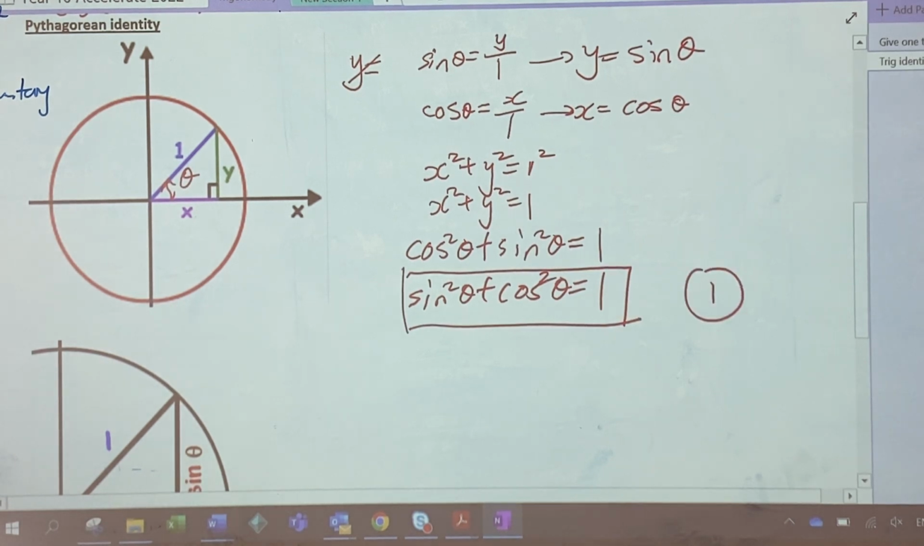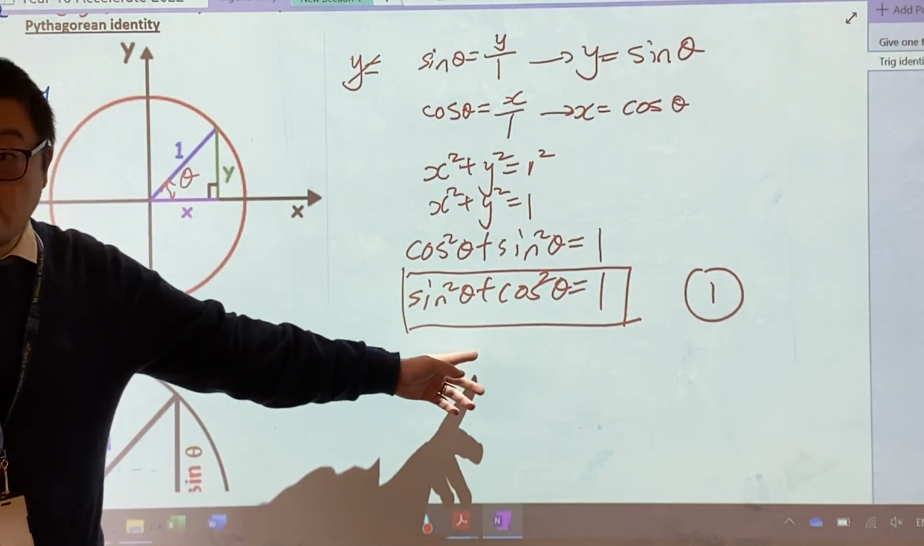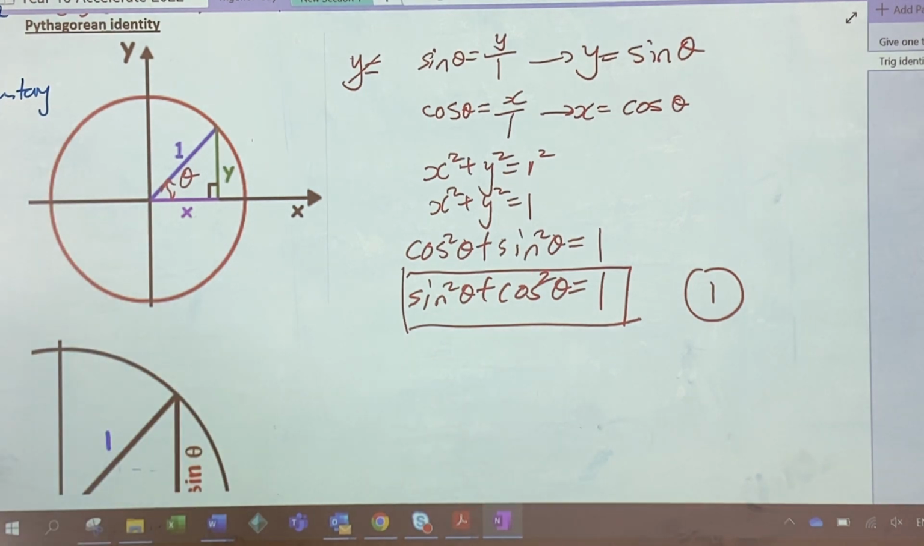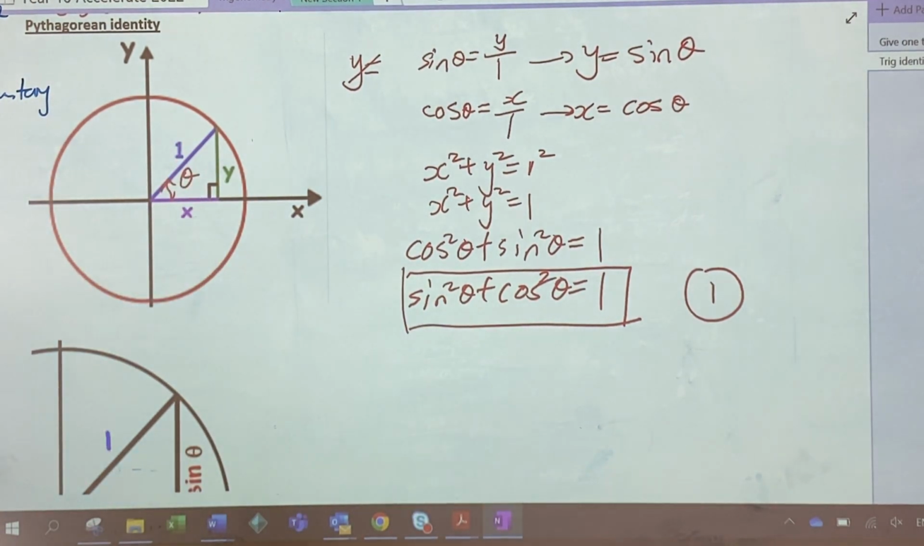This is the most important, pretty popular, famous Pythagorean identity. That's where it comes from. Sine squared theta plus cos squared theta equals 1. Now this thing, after a while, should be in your head, but that's where it came from. Okay, there are two more.